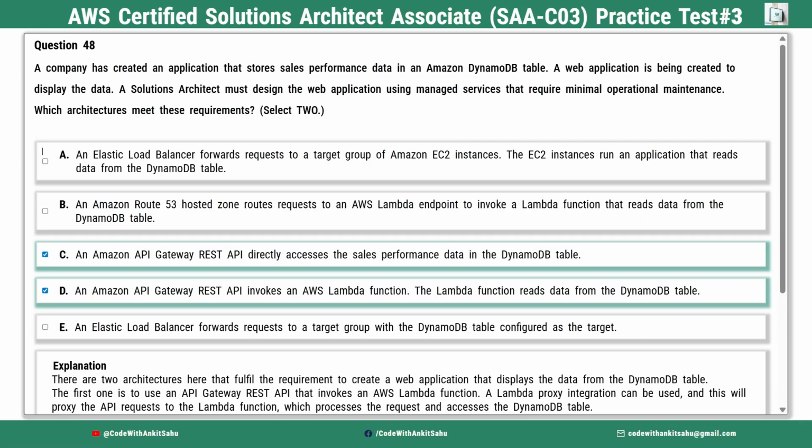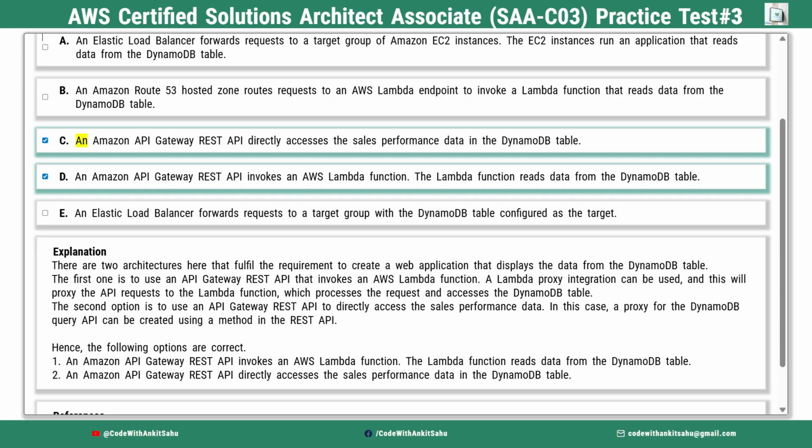Correct answer. Option C. An Amazon API Gateway REST API directly accesses the sales performance data in the DynamoDB table. Option D. An Amazon API Gateway REST API invokes an AWS Lambda function. The Lambda function reads data from the DynamoDB table.